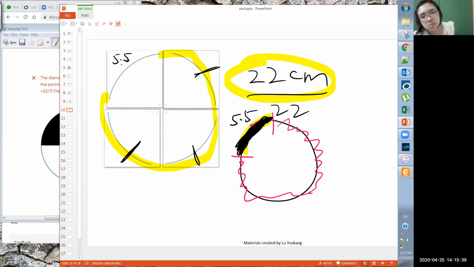This black one is 5.5. What's the purple color? 22 plus 5.5? The entire thing is 22. How can you plus? The entire thing is 22.